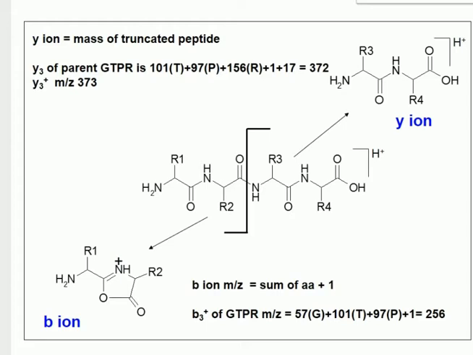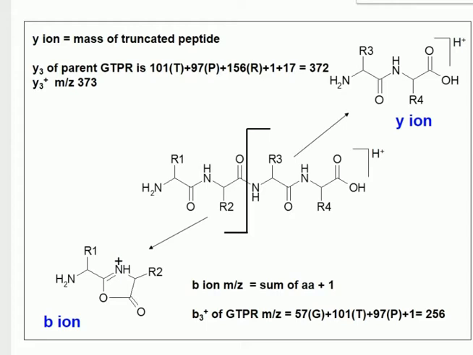Now the B ion is a bit different. Because it's got this cyclic structure, you don't need to worry about adding on the mass of the hydrogen at the N terminus or the OH group at the C terminus. If you want to calculate the mass to charge of the B ion, it's just the sum of the amino acid residues plus 1 for the charge. Because it's cyclic, you don't need the hydrogen and the OH group.